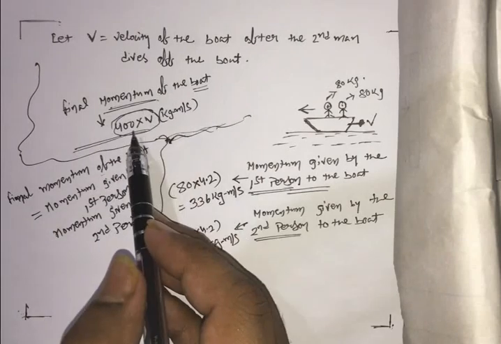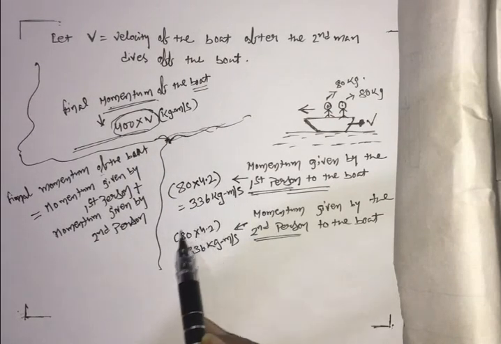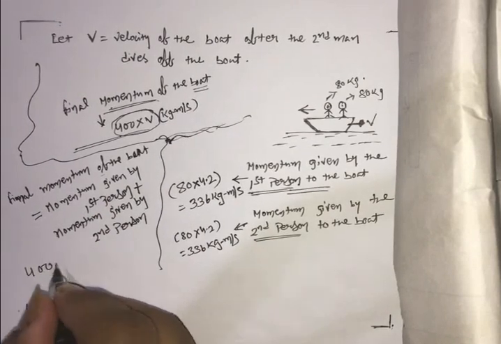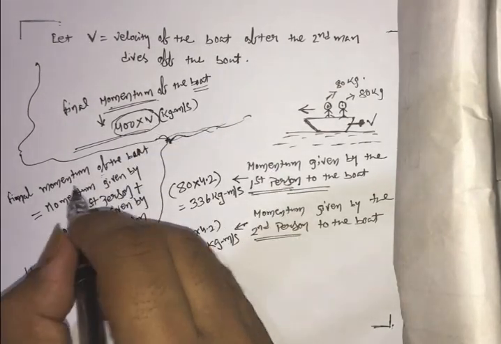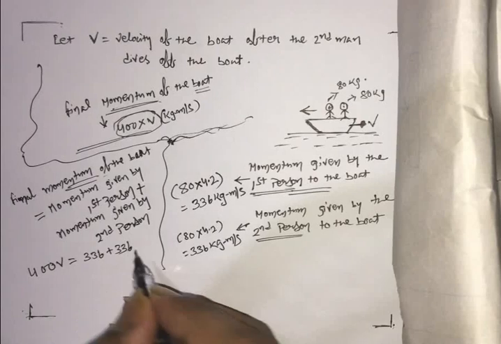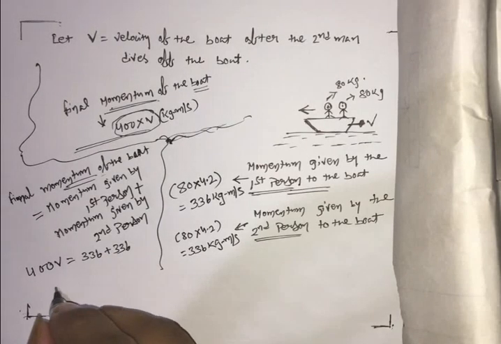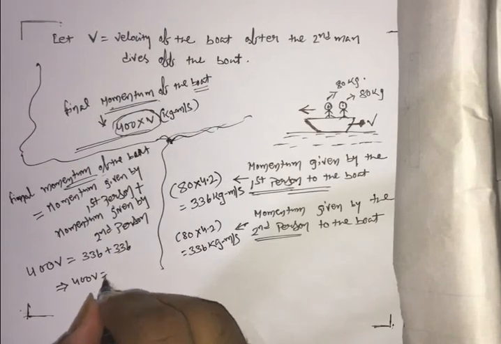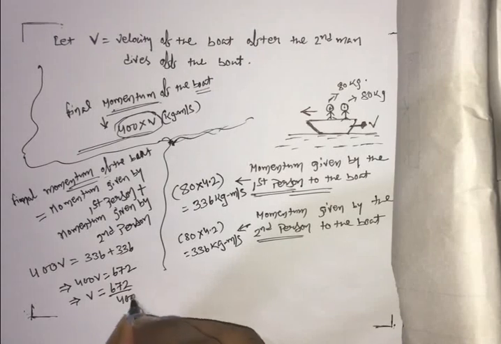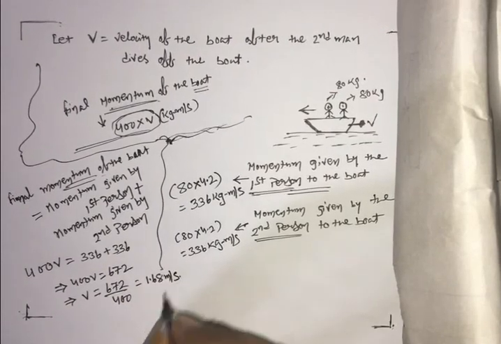That is, the final momentum of the boat, which we have found is 400 into V, and this is the momentum given by the first person to the boat, and this is the momentum given by the second person to the boat. These two we are going to equate. So we get 400 V, this final momentum of the boat, is equal to 336 plus 336. That is the momentum given by the first man and the momentum given by the second man. So we get 400 V is equal to 672 and V is equal to, after calculating, it comes around 1.68 meter per second.